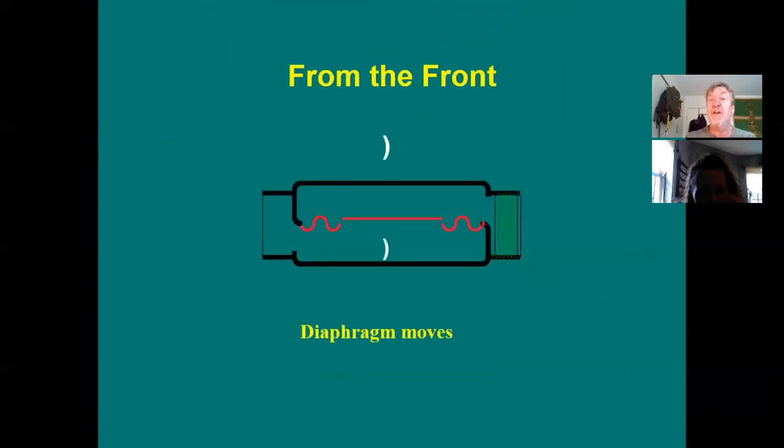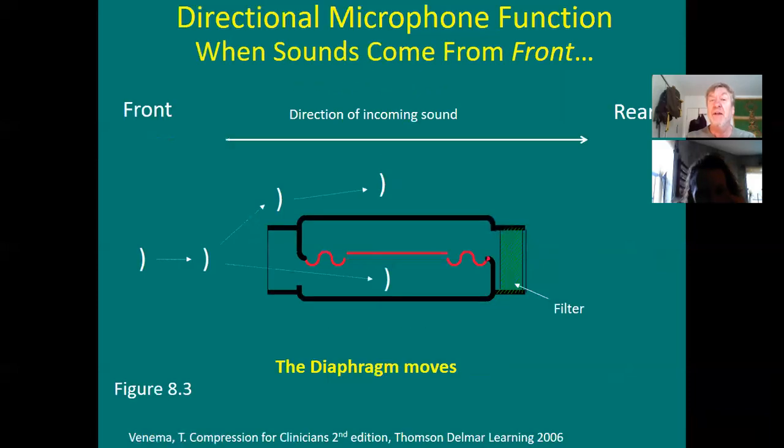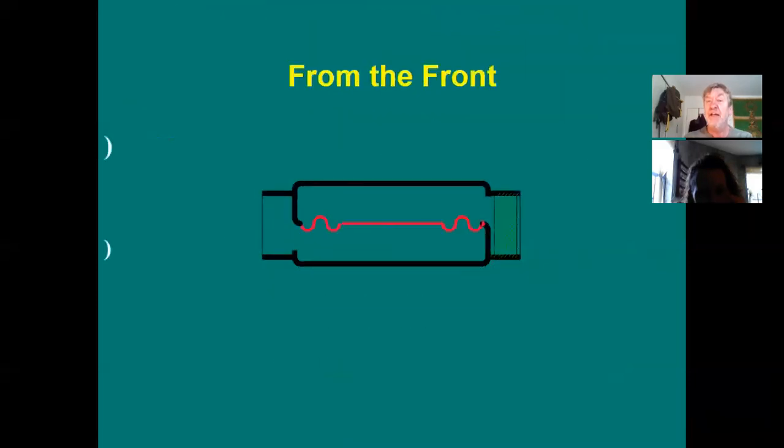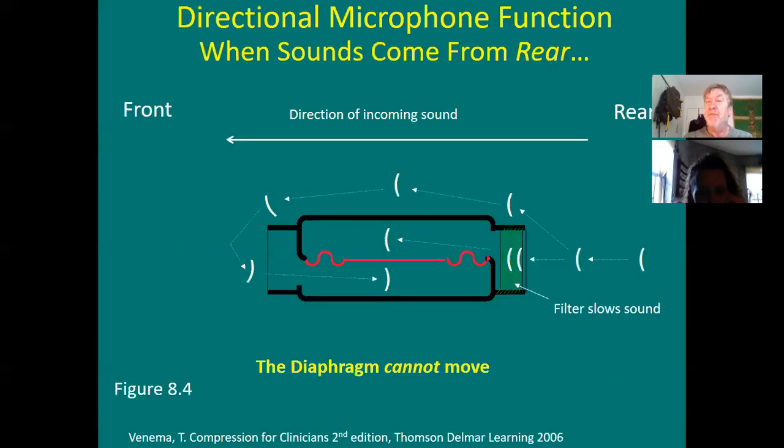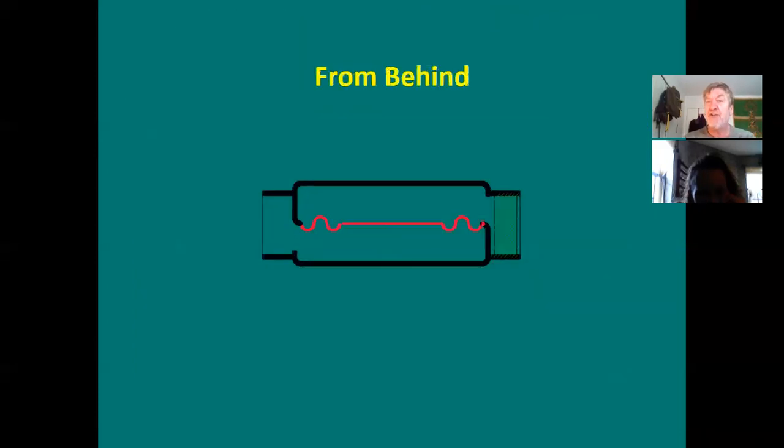Now, let's just look at that again. Look at sound from the front as well. Okay? Sound coming from the front enters, moves the diaphragm, cool. Sound coming from the rear. This is showing you a whole slide. Now we're showing you the animation. Comes from the rear, slowed down by the filter, so that by the time they meet, there's cancellation, and that's why a D mic is less sensitive to sounds from behind.